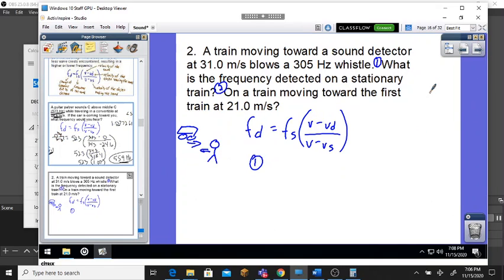So here, let's do another example. This is on the left side, okay? A train is moving towards a sound detector at 31 meters per second, blows a 305 hertz whistle. What is the frequency detected on a stationary train? And on a train moving towards the first train at 21 meters per second. So let's do the first part. Ignore this last sentence, okay? We're going to do the first part. This is the easy part right here. 305.